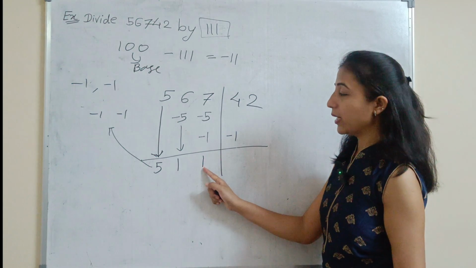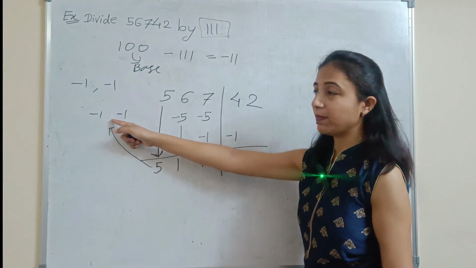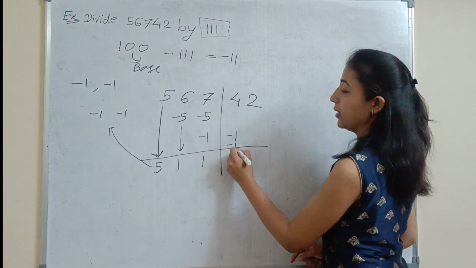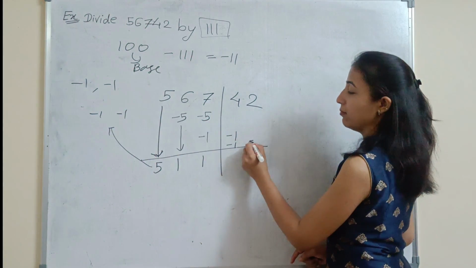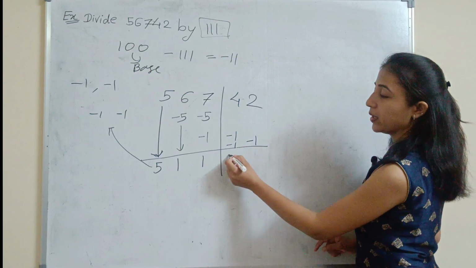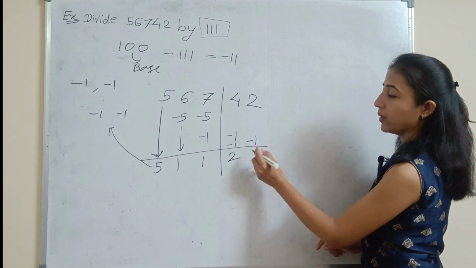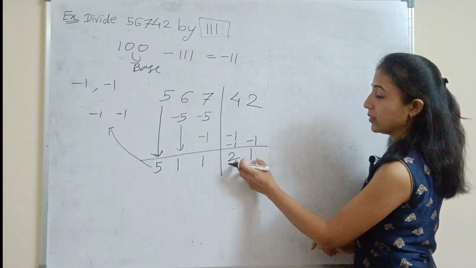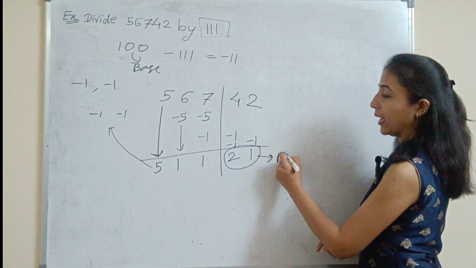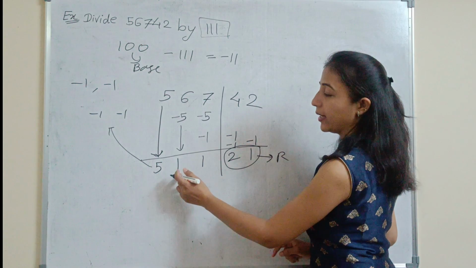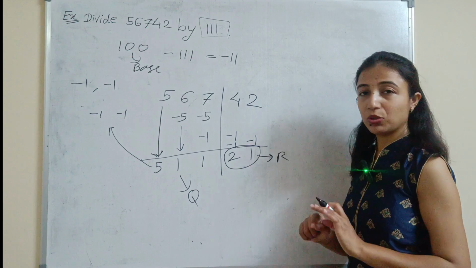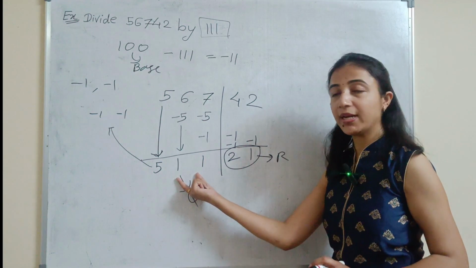Now this 1 again multiplies by the multiplier, so 1 into minus 1 is minus 1. Now simplify this term: 4 minus 2 is 2 and 2 minus 1 is 1. So now this is our 2-digit number, this is our remainder, and 511 is our quotient. In this subtraction there will be no negative number, so this is our final answer.